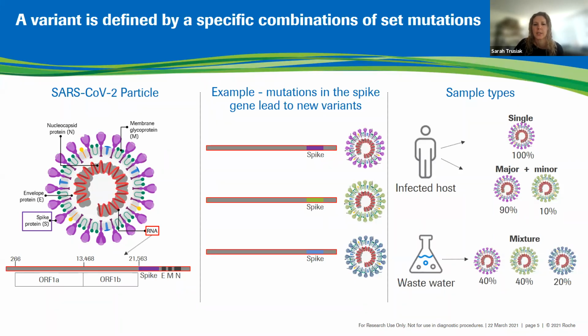Another popular sample type is wastewater for community SARS-CoV-2 surveillance sequencing. And in a wastewater sample, you're more likely to have a mixture of different variants. And these can be at different ratios depending on what's dominant in that particular population.